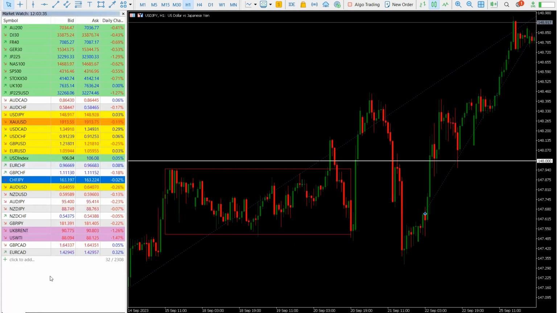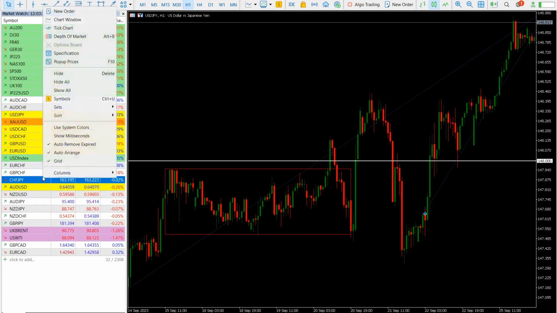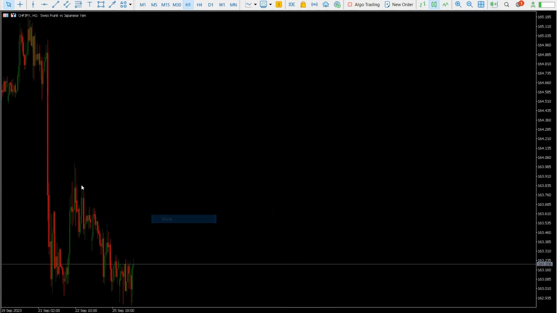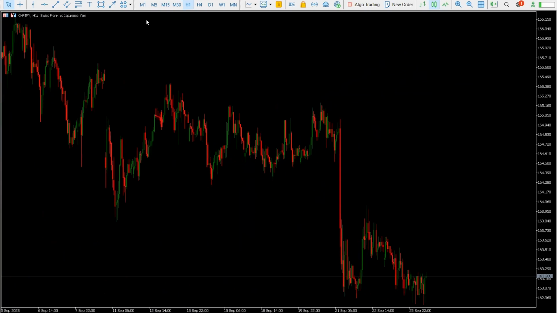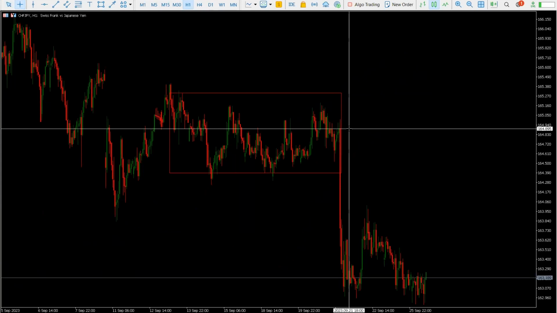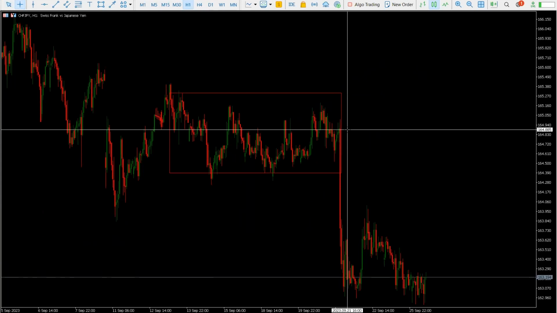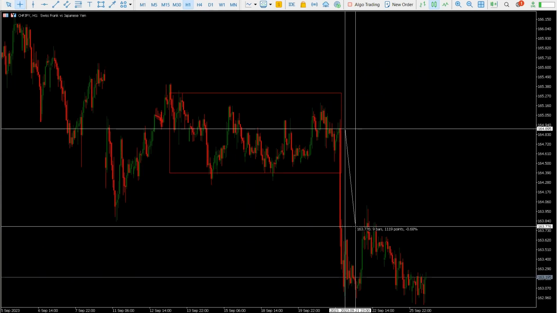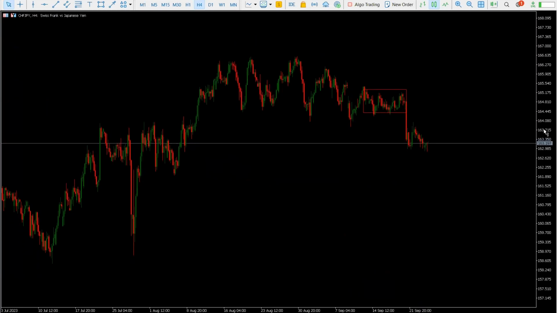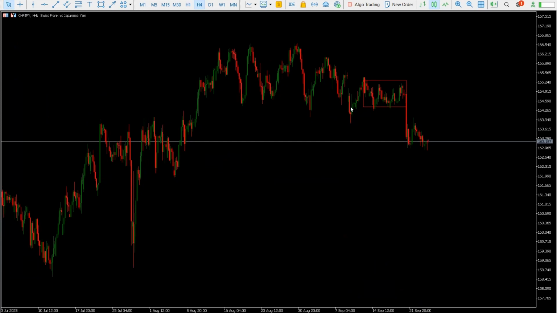CHFJPY, it's starting to be interesting. You know, keep watching it. So that's, I missed it, but it's fine. Here it is. So it was pretty good when the SNB, the Swiss National Bank, paused the interest rates. That was the move. So this is why I'm most likely turning bearish on the CHF as well.